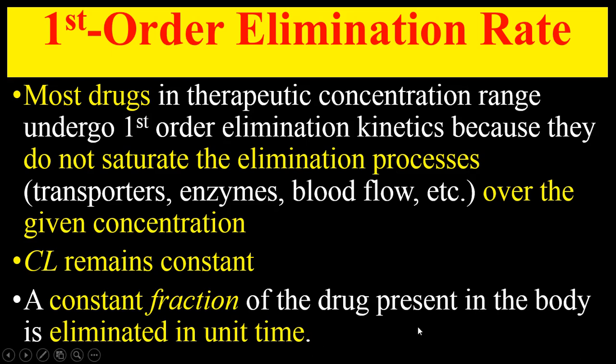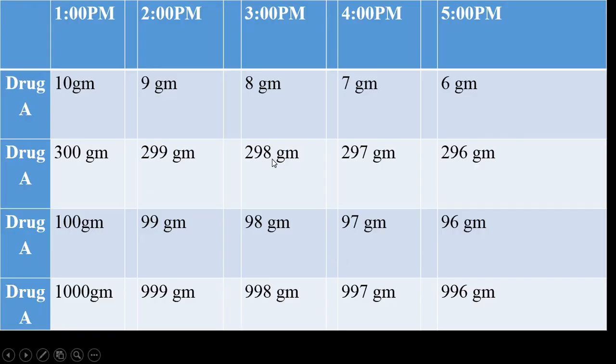Now a constant fraction of the drug present in the body is eliminated in unit time. For infinity, after some time it will eliminate everything because it is capable. Now let's see this. What is the difference? Same 10 gram, here it becomes 9 gram, here it becomes 8 gram. Same 300, you increase it to 300, it becomes 299, this becomes 298. So what is the similarity between all the elimination kinetics in all of these drugs?